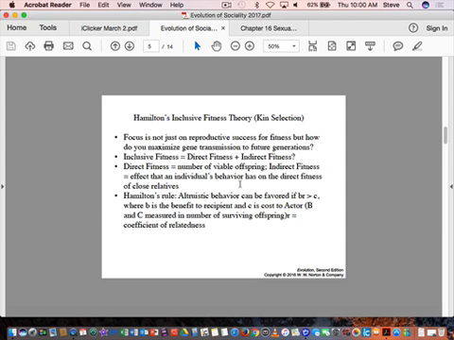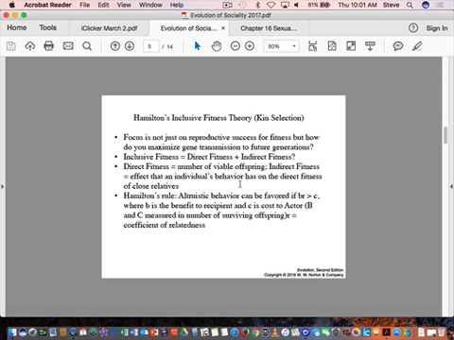And we're going to be spending a fair amount of time looking at each one of these parameters in this inequality. So if B times R is greater than C, then a seemingly altruistic behavior can evolve and can be favored. So here are the key components.